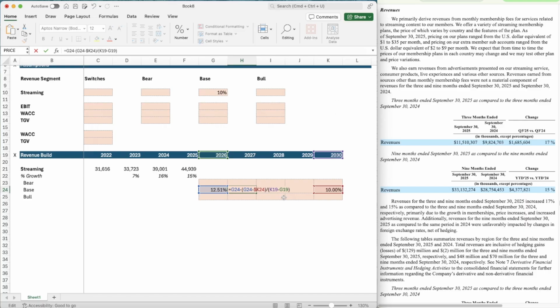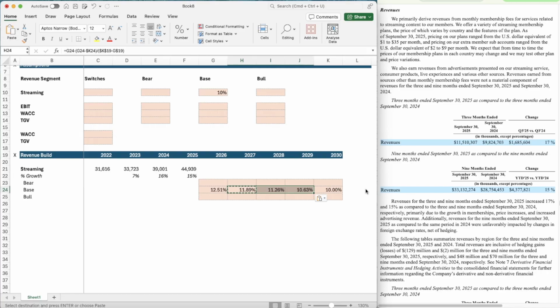So we put the $ in front of there, but we want the row to be dynamic. Then this final year, 2030, we want it to be fixed. That will always be the same. Then this one, what do we want? We want the row to be the same, but the column to change. Do that. There we have it.